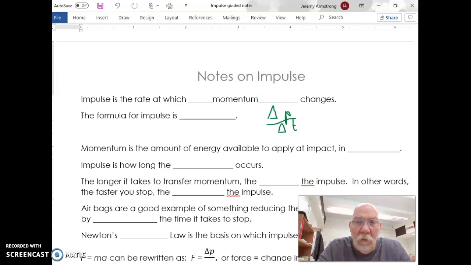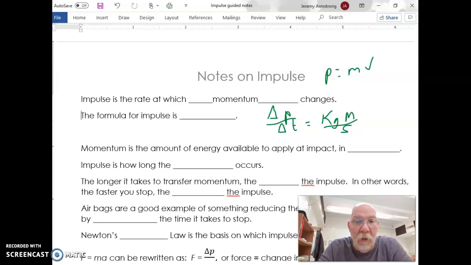So, change in momentum over change in time. Momentum is P equals mv. So, mass is kilograms, and velocity is meters per second. So, delta P over delta T gives you some value of kilogram meters per second.